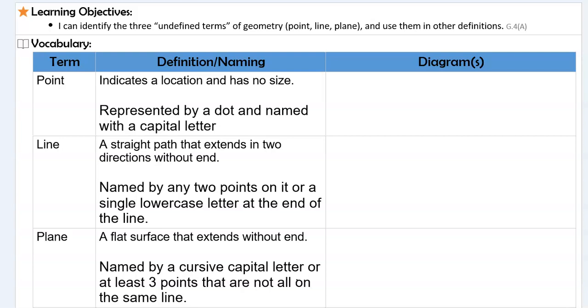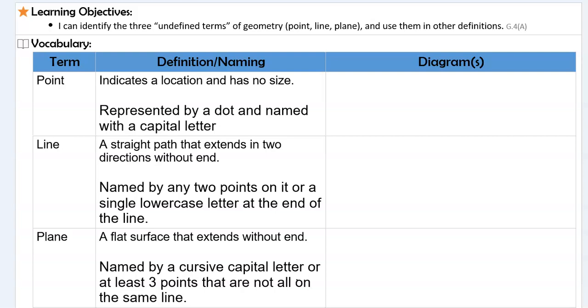Hi everyone! In this video, we are going to learn about the undefined terms of geometry, as well as how they can be applied to other definitions, and some basic postulates that help us apply these terms to understand the relationships between figures in geometry.